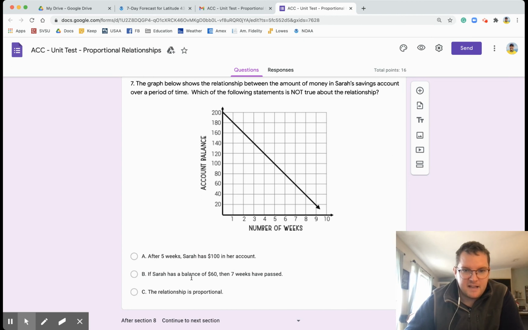If Sarah has a balance of $60, then 7 weeks have passed. So 60. Oh, that's true. And then this one, it has to be this one. Is not proportional. That is correct, because if it were proportional, guys, it would go through the origin, 0, 0. Okay?